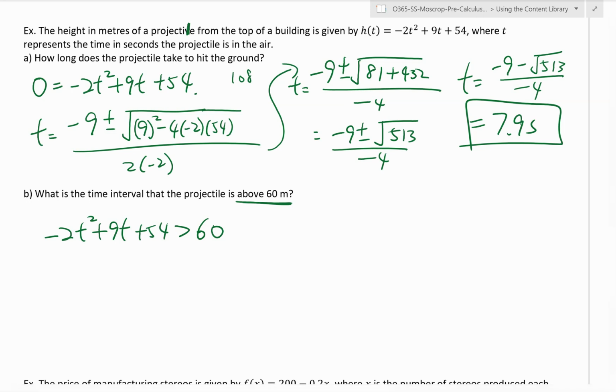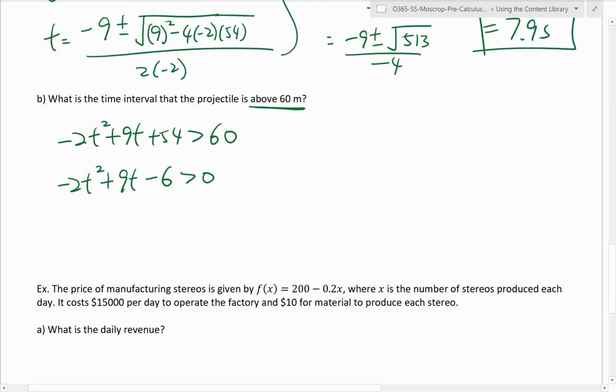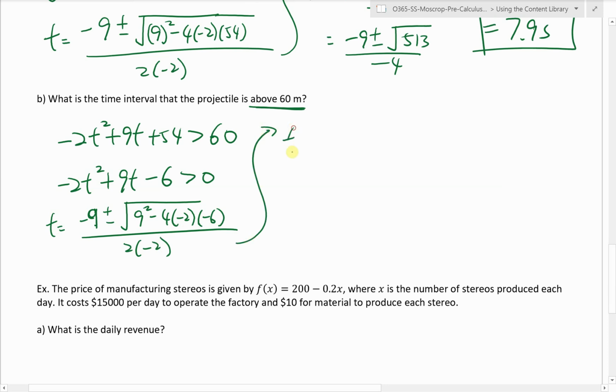Okay, so now we can solve this. Again, just like a quadratic equation, what you need to do first is make sure one side is 0. So you move 60 to the left, -2t squared plus 9t minus 6, bigger than 0. 12, not factorable, okay, so that's okay. So then we just need to use the quadratic formula again. That would be -b, -9 plus minus the square root of b squared minus 4ac, divided by 2a.